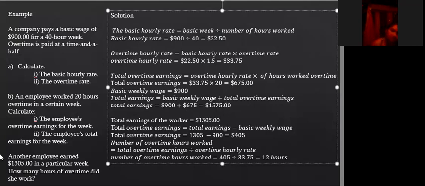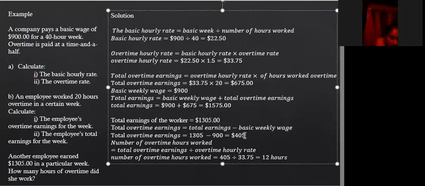Then I have another employee who earned $1,305 in a particular week. How many hours of overtime did she work? So total earnings of the worker is $1,305. The total overtime earnings will be total earnings minus basic weekly wage, because we want to find out the amount of overtime she worked. So $1,305 minus 900 gives you 405.